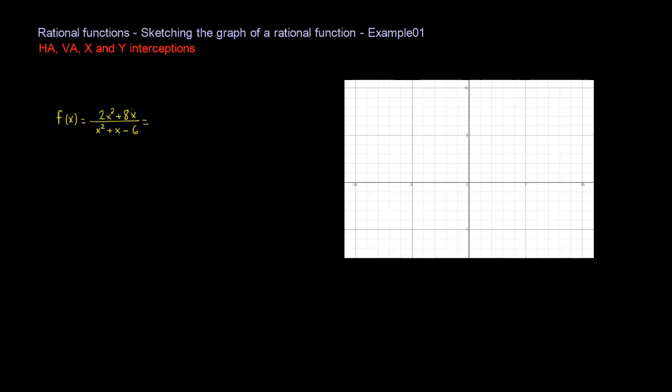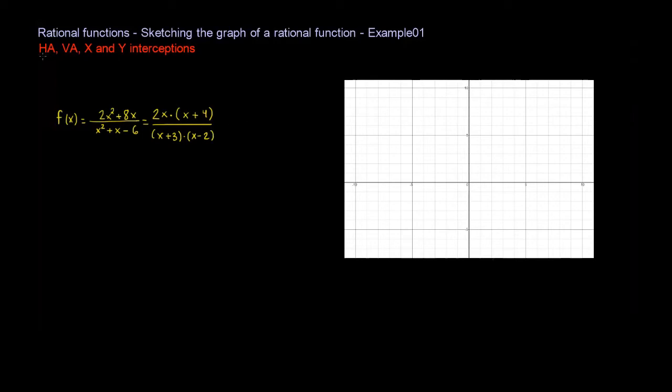Continuing here, I'm going to factor out the number 2 in the numerator, so we get 2 times x plus 4. And then I'm going to factorize what's in the denominator. This is going to be x plus 3 times x minus 2. There it is, factorized.